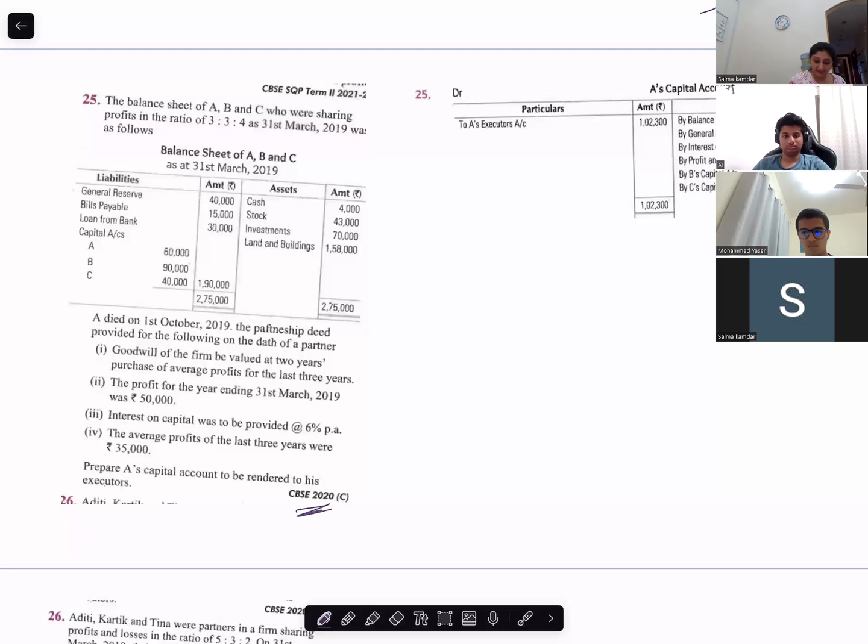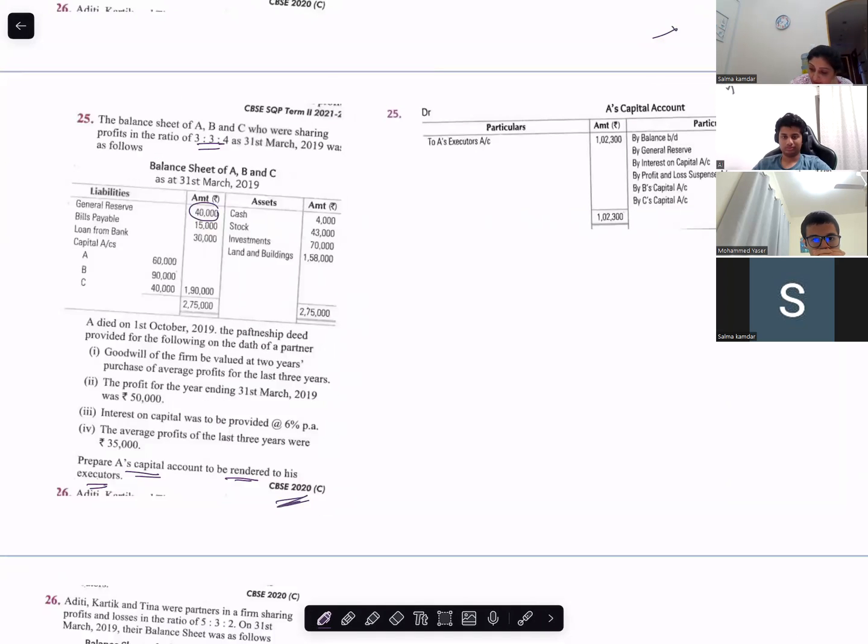This is CBSE 2020 question. Balance sheet of ABC, sharing profits and losses in the ratio of 3 is to 4 is to 1. I have to prepare A's capital account to be rendered to his executor. That means how much amount is to be given to his executor that I have to see. So first thing, the general reserves would be given. His capital would be written over here.